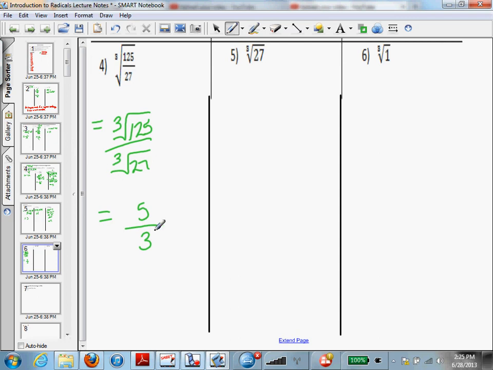Right here we did actually a problem down here in the bottom, so I know that that's 3, because 3 times 3 times 3 is 27, and the cube root of 27 is 3. And as we've seen before, any amount of times we multiply 1 by itself, we still get 1. So the cube root of 1 is 1.